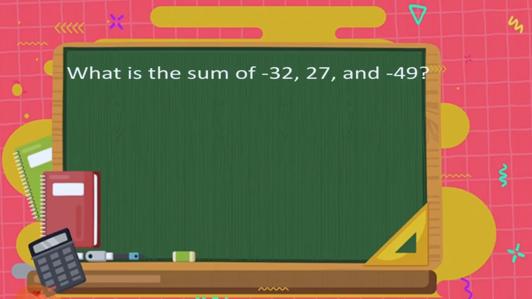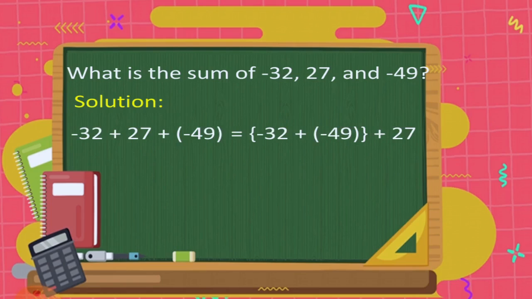What is the sum of negative 32, 27, and negative 49? So what will you do? You combine first the like signs. So you have to add first negative 32 and negative 49. What is the answer? It is negative 81. Like signs, add it directly. So negative 81 plus 27. This is unlike signs. Subtract the smaller number from the greater. 81 minus 27 is negative 54. The sign of the greater addend is negative.